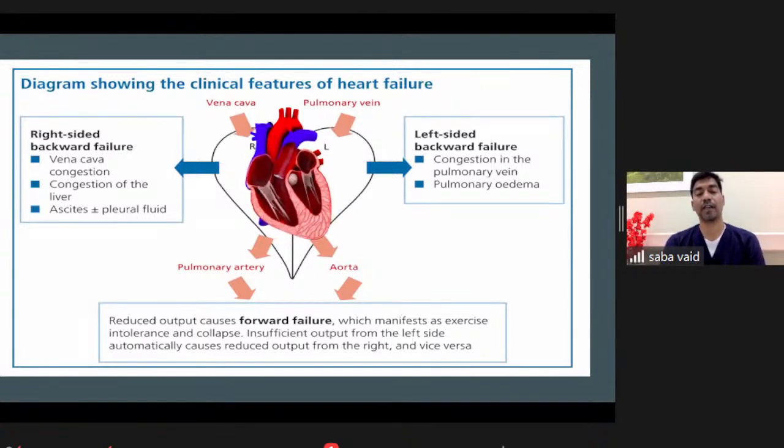The forward failure for the left and right heart. The right heart pumps blood into the left heart technically. So when there is a right ventricular forward failure, there is not enough blood reaching from the RV into the LV, and so LV stroke volume is compromised. The same happens with the left ventricular forward failure also. There is not enough blood going out of the left ventricle, and as a result, there is poor perfusion into the systemic circulation.